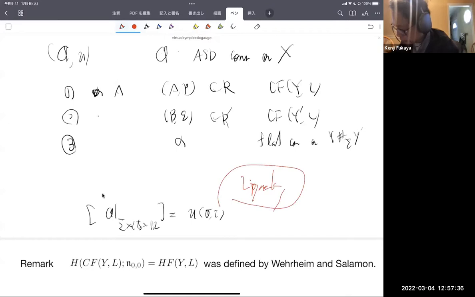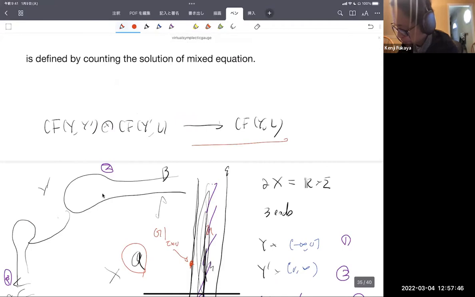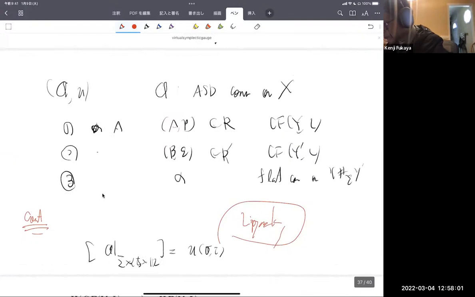Now we count such configurations. That gives this map, right? Because alpha is here, and AP is here, and BQ is here. So we count this moduli space, you get this thing. So this is a kind of left module structure. And the right module structure is in the following way.